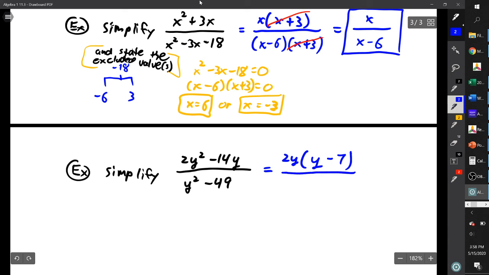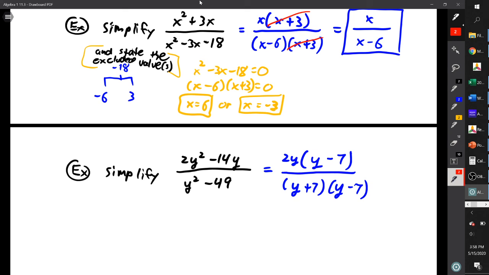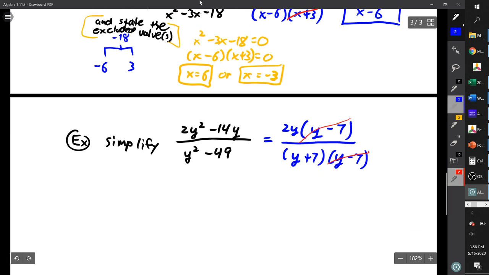And then divided by, my bottom, I don't have a greatest common factor, but I do have something squared minus something squared. So this factors to y plus 7 times y minus 7. And I like that I have a y minus 7 on top and a y minus 7 on the bottom. Those cancel, and I'm left with 2y on top, and on the bottom, y plus 7.